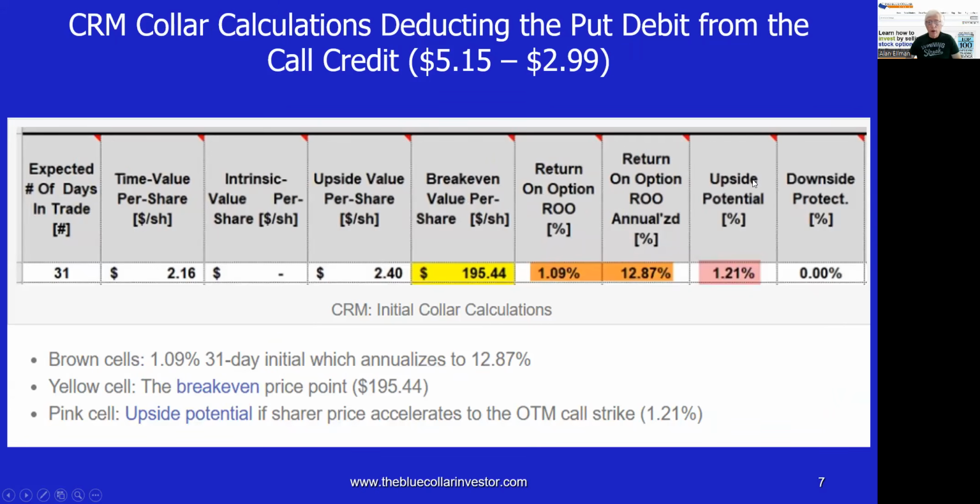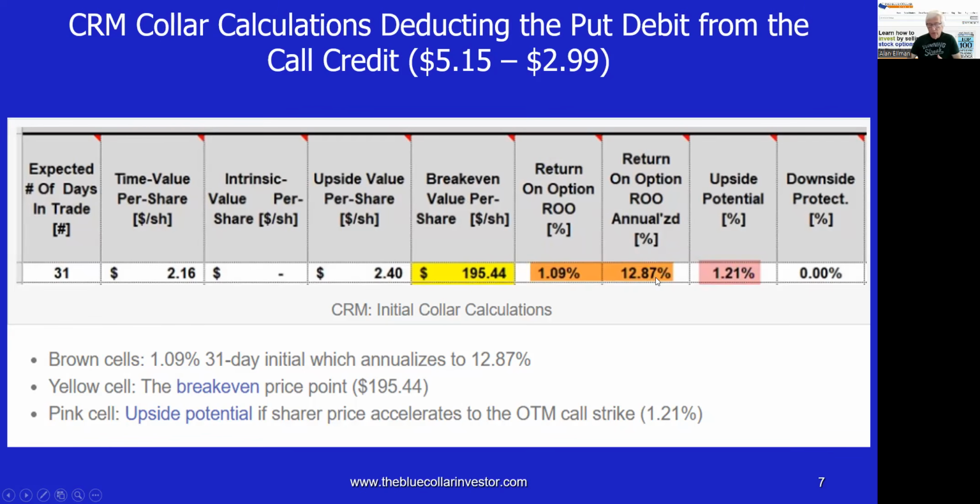Now, let's move on to the collar trade, where we also purchase the out of the money protective put at the 190 strike for $2.99 a share. We deduct that from the 515, and now we have a time value return of 216. 515 minus 299. Now we recalculate, and we see that our return, still a 31-day trade, is 1.09%. It drops down, and that annualizes out to 12.87%.